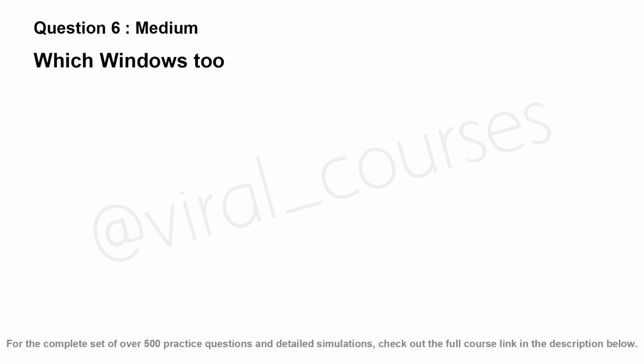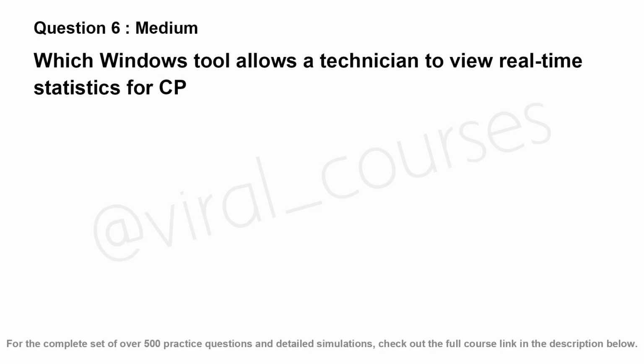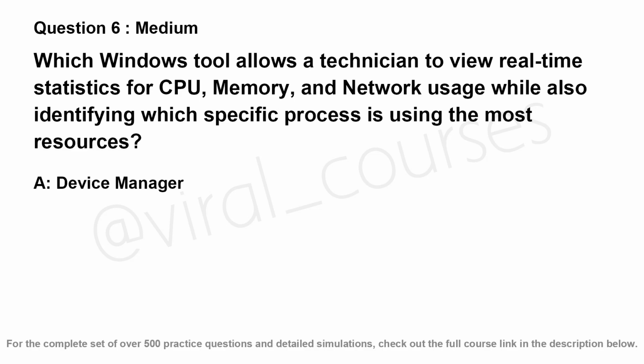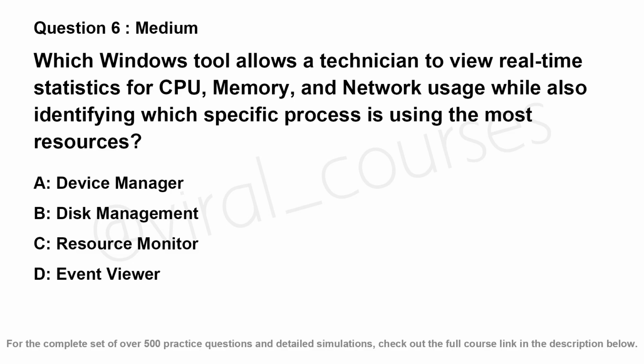Which Windows tool allows a technician to view real-time statistics for CPU, memory, and network usage while also identifying which specific process is using the most resources? Option A, Device Manager. Option B, Disk Management. Option C, Resource Monitor. Option D, Event Viewer.